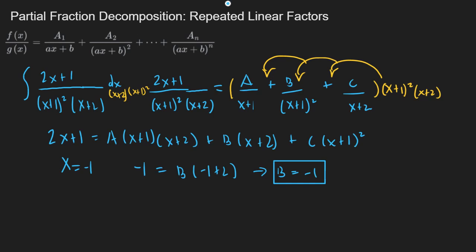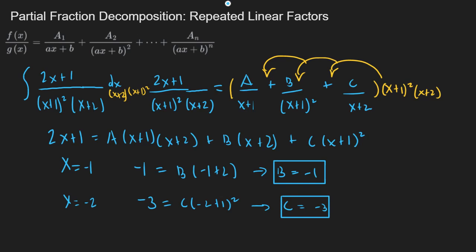So we found what b is equal to. Now, think about other values that we could plug in, perhaps x equals -2. When we plug in -2, on the left-hand side you get -3. Notice that the -2 cancels out the x plus 2, and over here we end up with c multiplied by (-2 plus 1) squared, and we get that c is equal to -3.